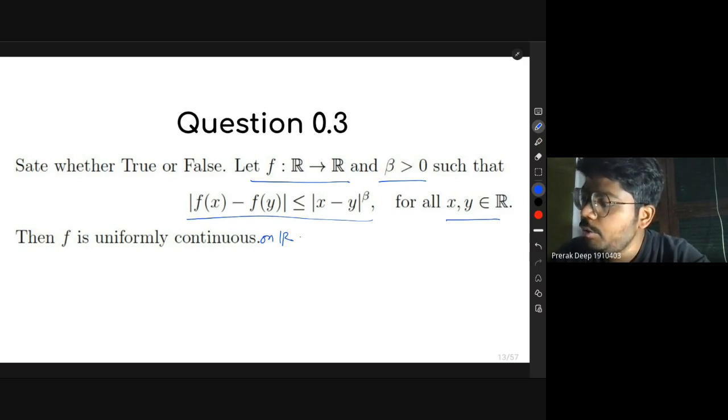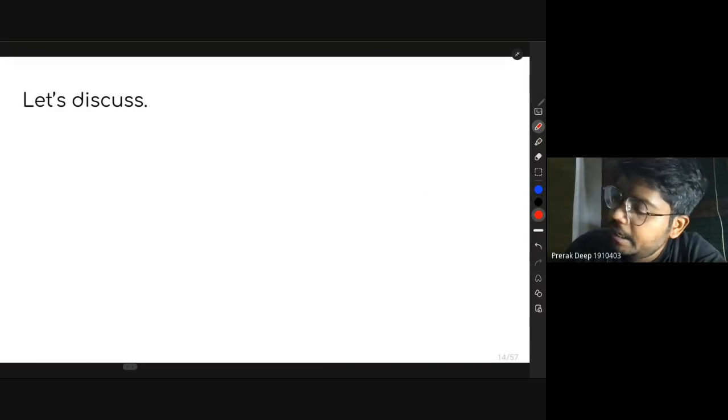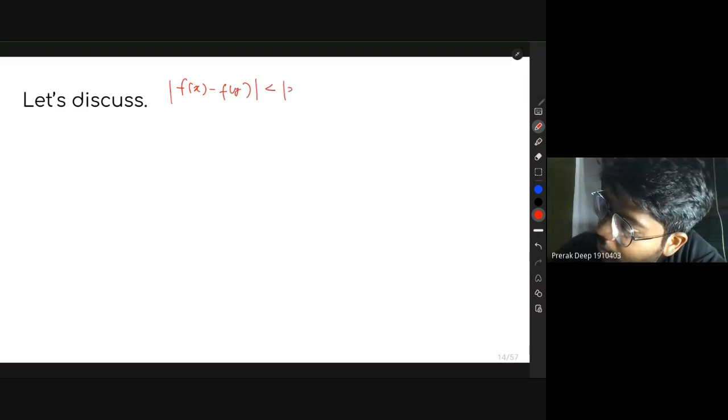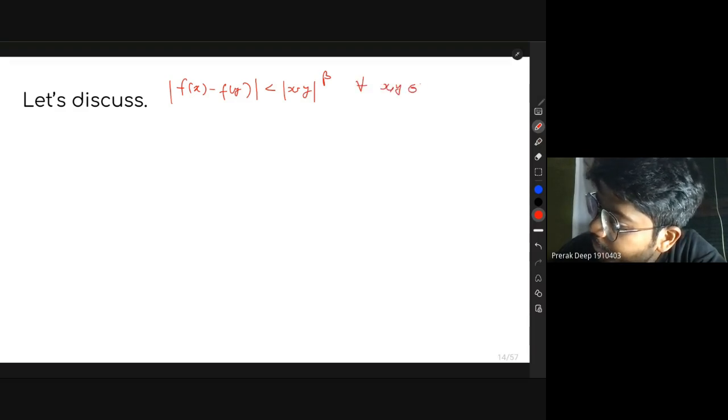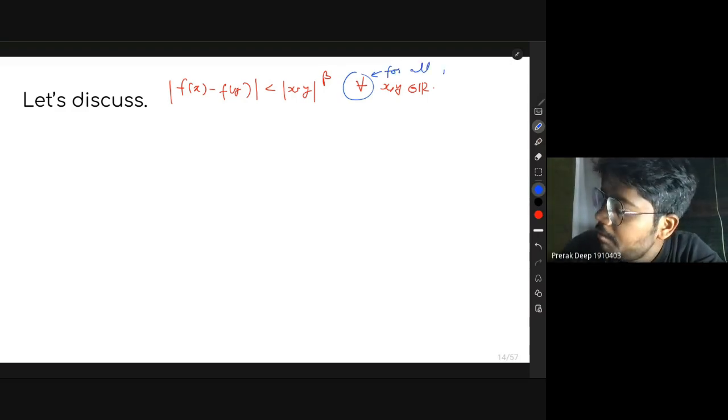Okay, so f is a function from R to R. Beta is a positive constant satisfying this inequality. You need to prove that it is a uniformly continuous function. Good. So for that, let me just write down the inequality that the function satisfies. This is more than |x minus y| to the power beta for all x, y in R. So for those who are not familiar, this is the symbol for 'for all' in mathematics.